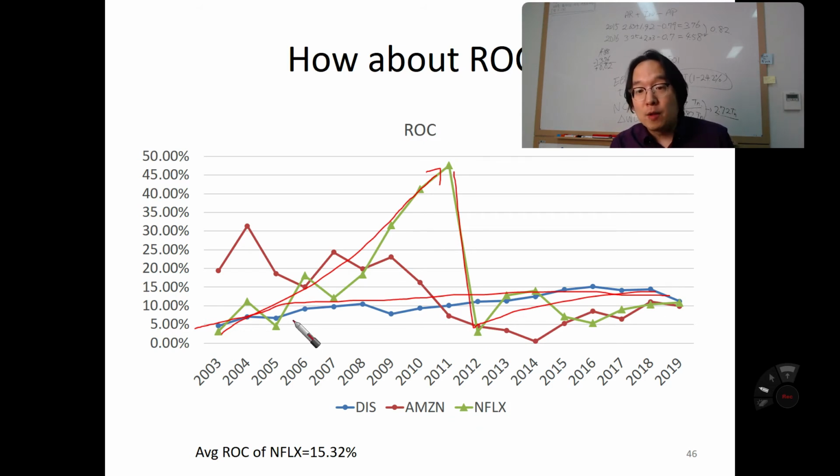And then why did they have this kind of fall? You may be interested, so I'm going to do some kind of DuPont analysis to address those issues. Why did they have it?